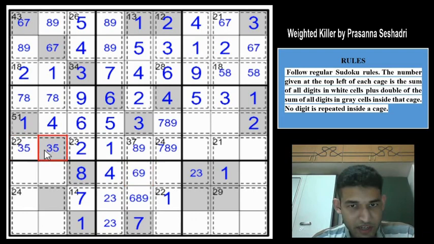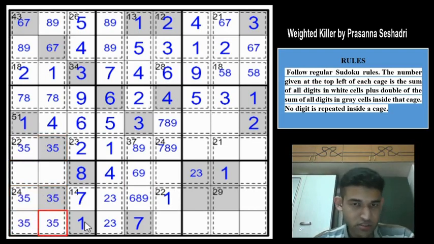And we have 3, 5 here. I think this is pretty restricted now. Since you have 3, 5 here, we can be sure that 3, 5 can't be there because digits do not repeat inside a cage, which means 3, 5 must be in these 4 cells.